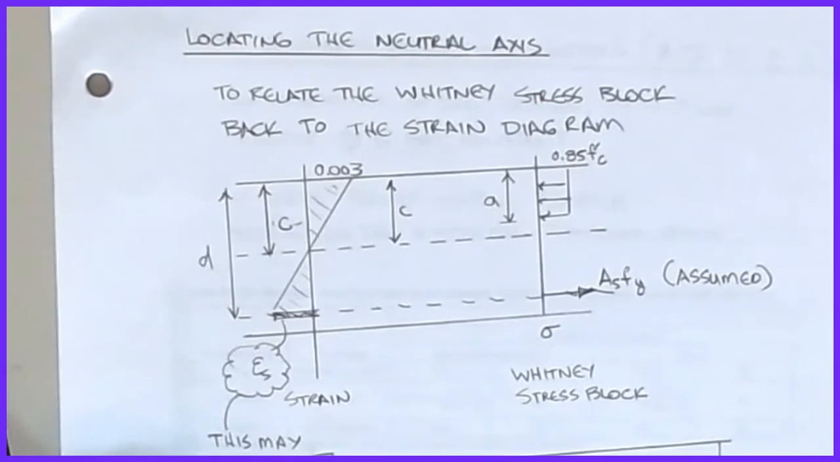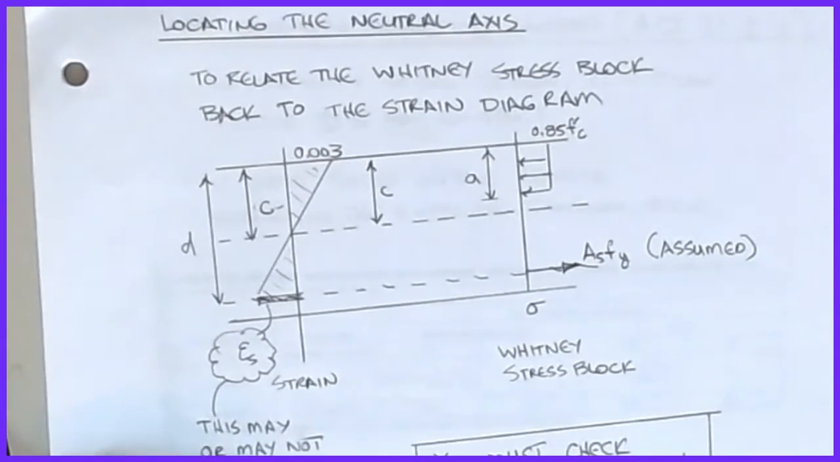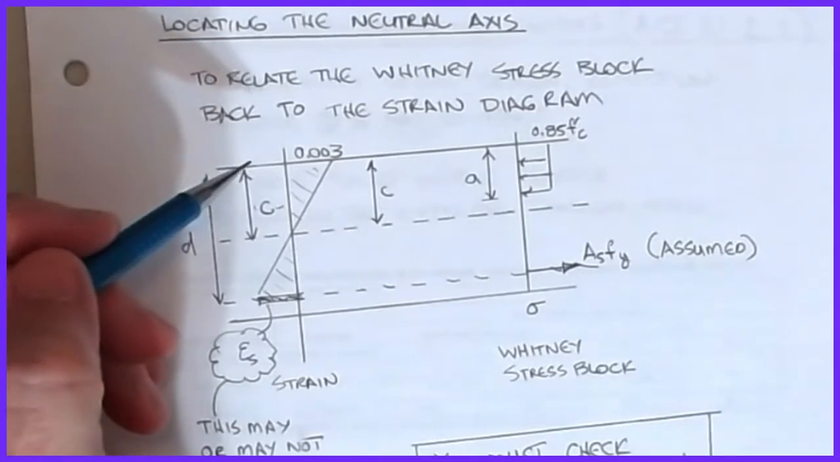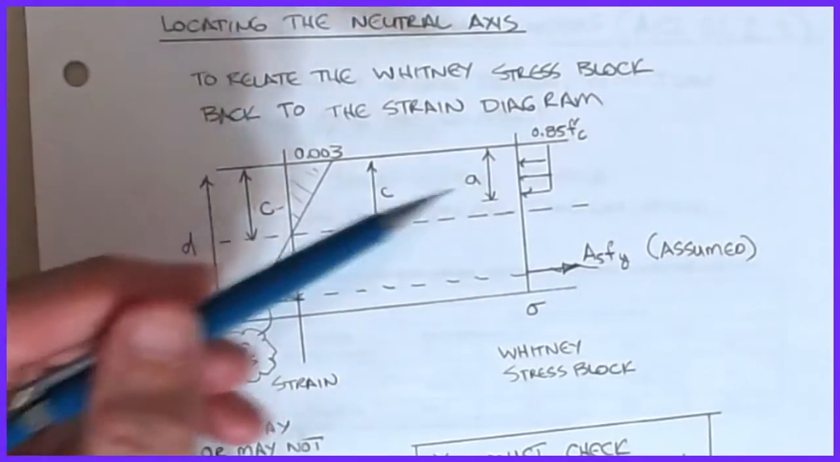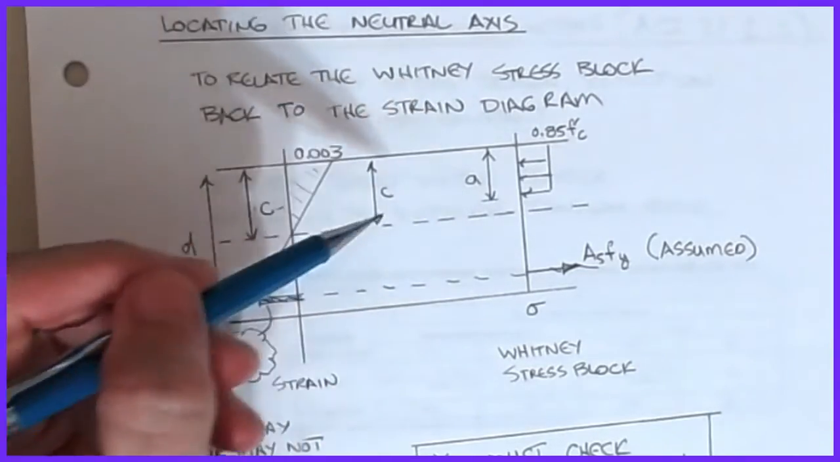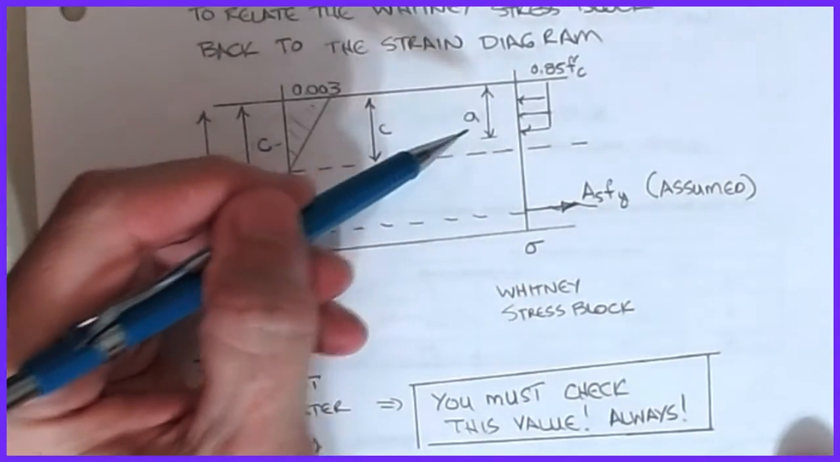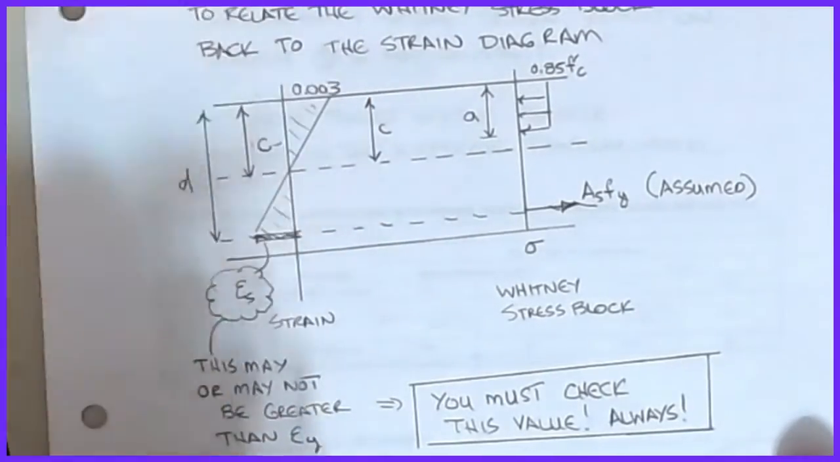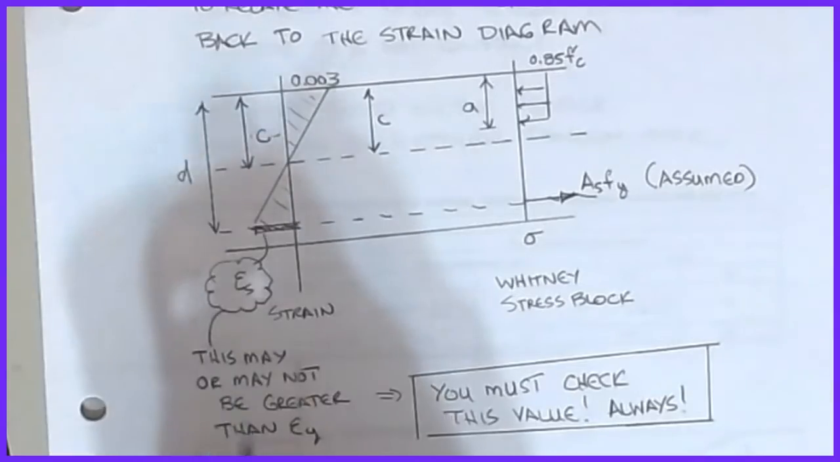All right, so the challenge in this whole process using Whitney is to find that little A guy. It's pretty easy. We're going to relate the Whitney stress block back to our strain diagram. Again, we said that there had to be a mapping that went from A to C, because that was kind of the magic that made it all happen, because A doesn't have any physical meaning anymore. It's just an arbitrary value that Whitney chose to use. Everything else is exactly the same.